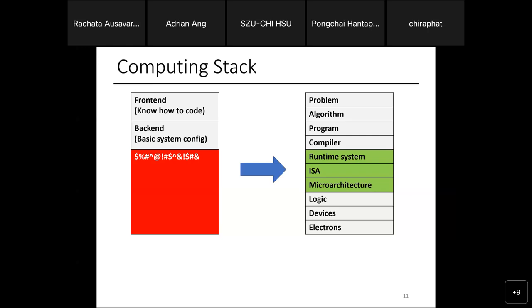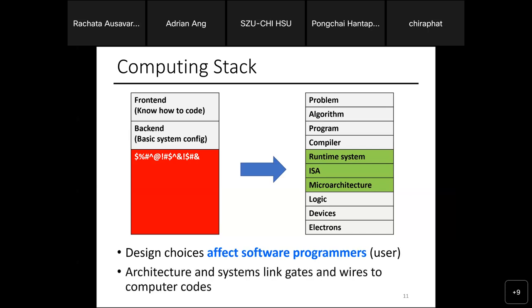What are you gonna learn from now? Well, we covered the runtime already, the OS, the network. Now we're gonna go into the ISA and microarchitecture. The design choices we make in the hardware could affect software programmers. One of the good things to do is make sure that the programmers are not aware of what we're doing. If you buy a new computer, you don't have to upgrade your software. That's the best thing. Somehow it's not always achievable. If you want certain features, you might have to sacrifice, hey, you have this software update. All right. And architecture and system would link gates and wires, which are things that electrical engineers should know, through the computer code.